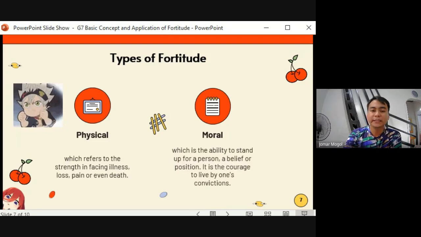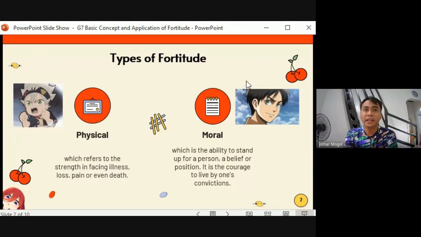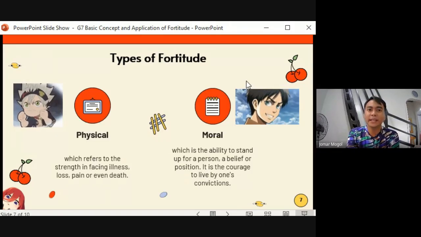Next one is moral, which is the ability to stand up for a person, a belief, or position. It is the courage to live by one's conviction. So the best example for this fortitude is Eren Yeager from the anime series Attack on Titan. So Eren Yeager possesses the Founding Titan, the Attack Titan, and also the Warhammer Titan. Okay. So how is he related to the virtue of fortitude.